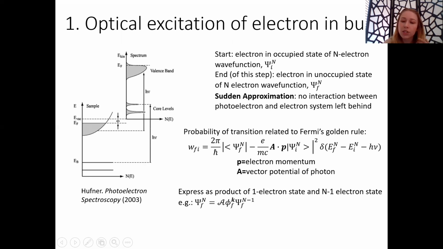So then the next step is to express the final wave function as a product of one electron states and an N-1 electron state. So that electron that got excited, it's about to exit this crystalline solid. So that's why we sort of separate it out from the pack, and we consider it as a one electron wave function multiplying the N-1 electron final state wave function. And then this curly A just means that this is some fermionic wave function that is properly anti-symmetrized.